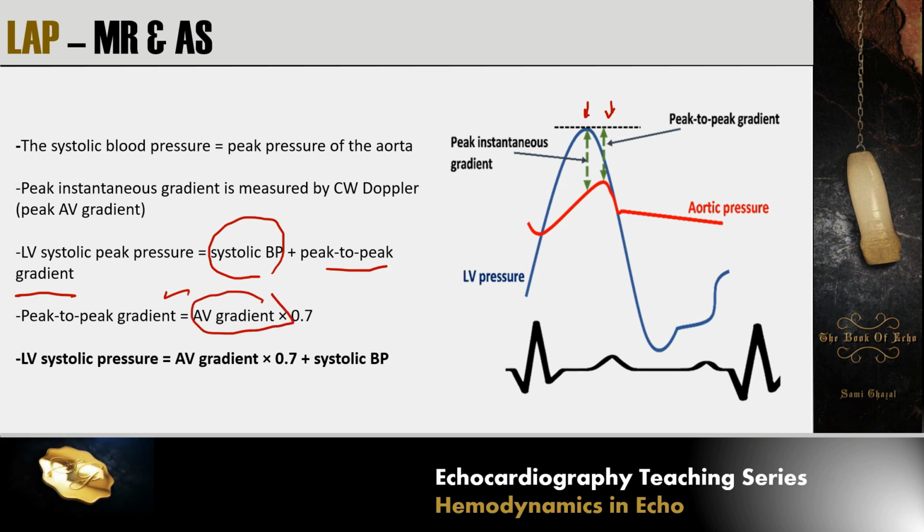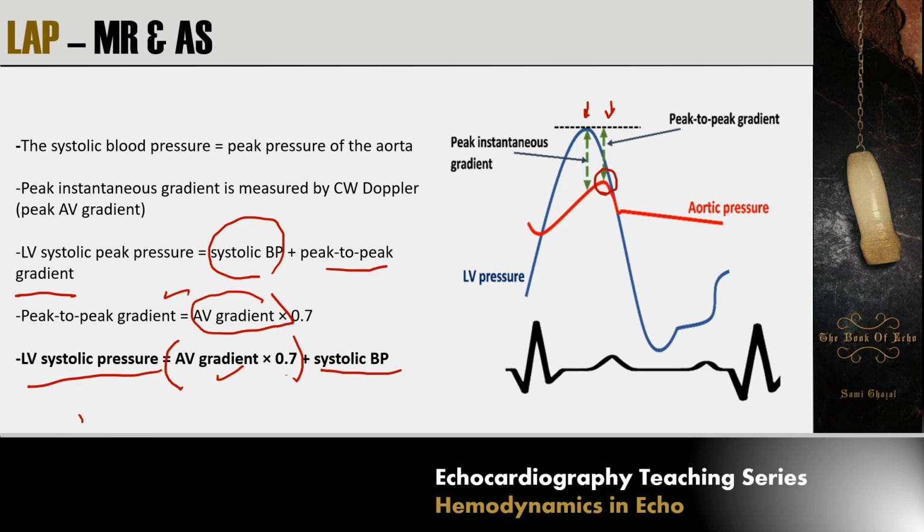Remember that this pressure here is not the aortic valve pressure, it is maybe the brachial artery pressure. In that case now, LV systolic pressure will equal the aortic valve gradient times 70%, and we add to it the systolic blood pressure. Now we have the LV systolic pressure. From MR we can now estimate the LA pressure.